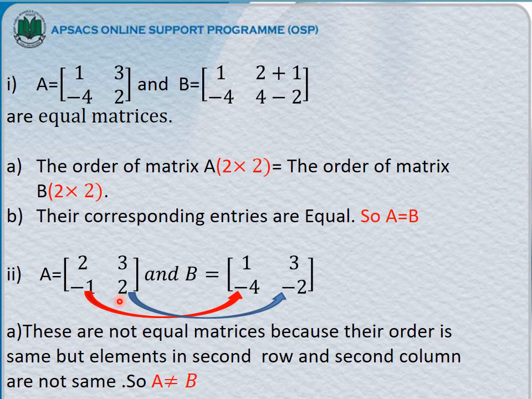So we can say these two matrices are equal. Now this is the second example. I have explained, you will check the order, you will check the entries, and after checking the entries you will come to know that these two matrices are not equal because their corresponding entries are not equal. Here we have -1 and here we have -4. So we can say A is not equal to B.